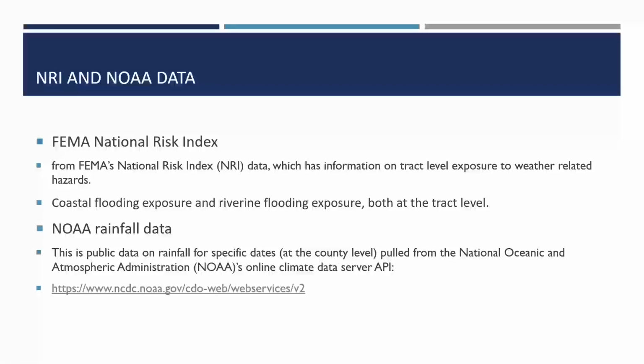And then the NOAA, National Oceanic and Atmospheric Administration rainfall data. I wanted to get some sense of the magnitude of how much rain was dropped. So I pulled the NOAA data for the time period around the hurricane to get the total rainfall amounts, and then took the log of that and added it as another moderating variable.